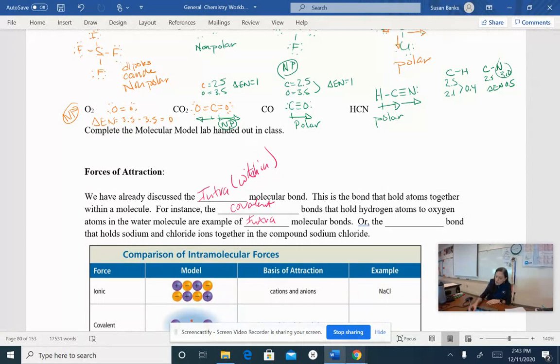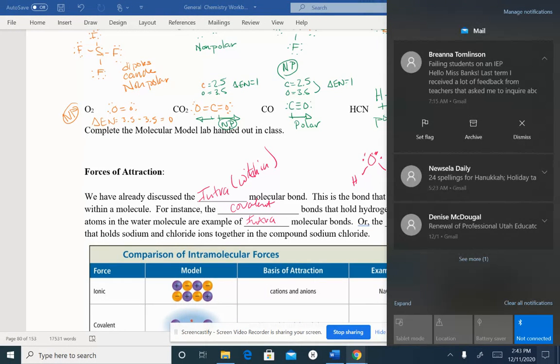Okay, so let me just do a little Lewis structure of water here. By now you should see that water is a bent molecule, and these bonds here are covalent polar, right? And they are intra because they are within that molecule.